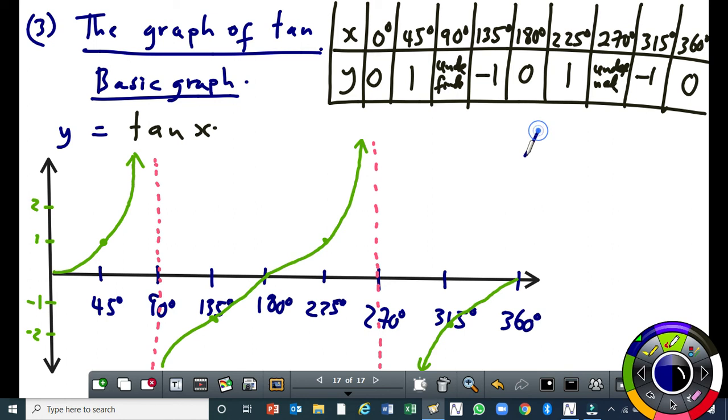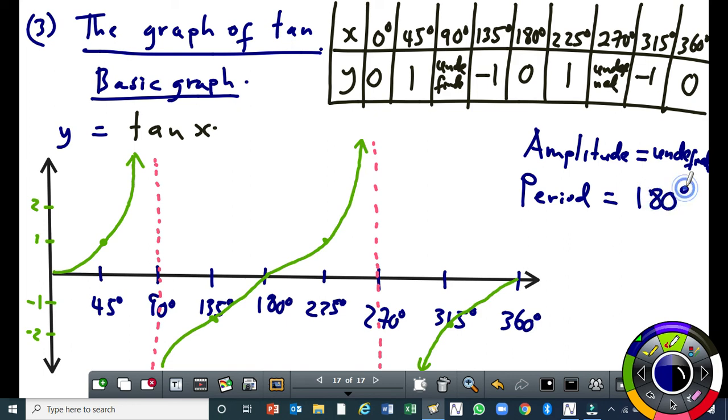So, the properties, okay, let's start with amplitude first. The amplitude is undefined, or we can say no amplitude. It's not like sine and cosine. Okay? We can't determine a minimum and a maximum value. Right? Because when you are sketching a curve, you start right down from minus infinity up to positive infinity. So we don't have a specific value which is a minimum or maximum. Therefore, the amplitude is undefined. The period is always equal to 180 degrees. Okay? It is the distance in degrees between asymptotes.